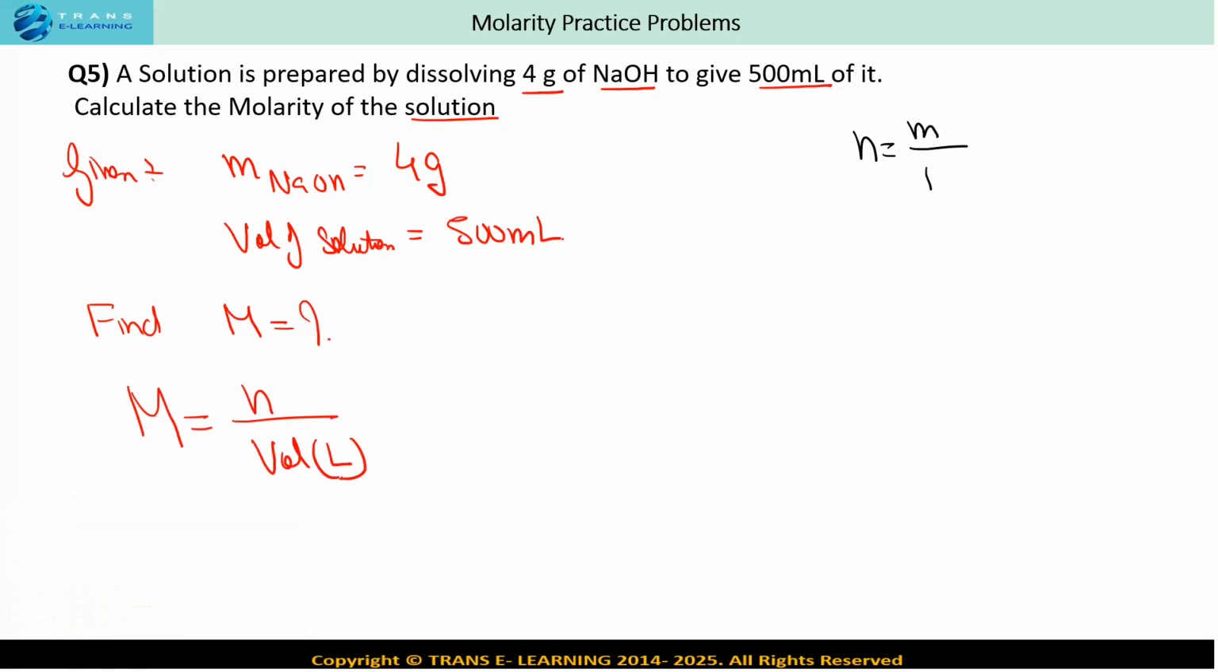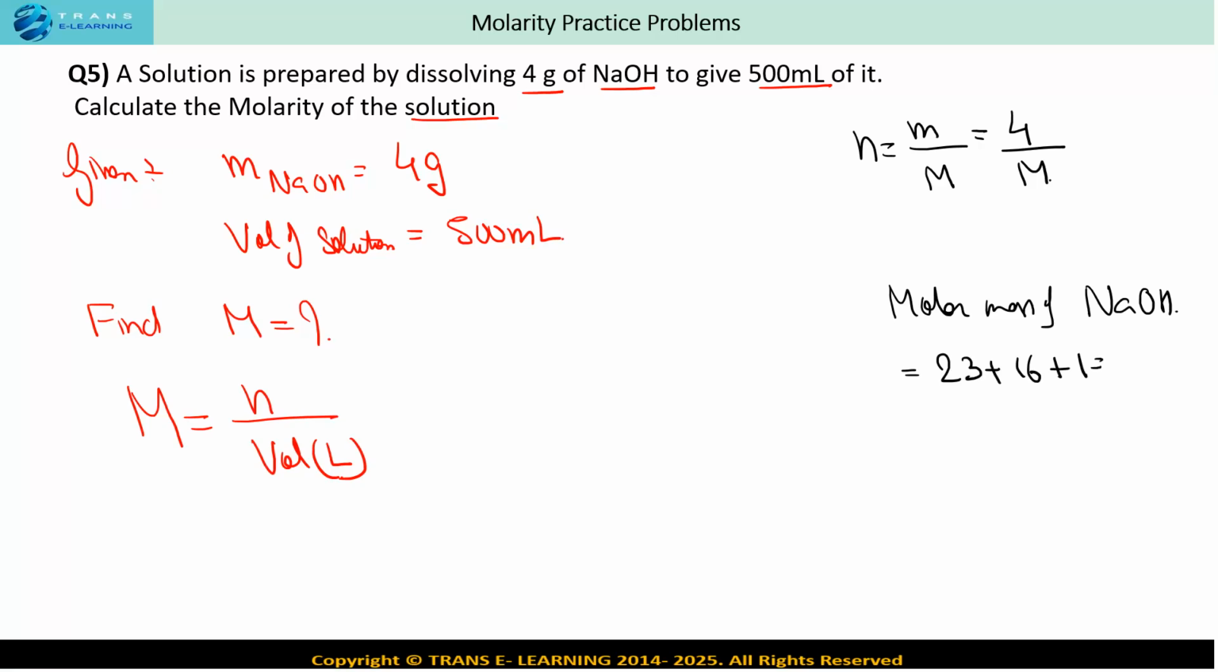That is given mass upon the molar mass. Given mass is 4 gram and the molar mass of NaOH will be equal to sodium, which is 23, plus 16 plus 1. That will come out to be 40 grams. So here the number of moles will be 4 divided by 40 grams. Now we are going to substitute the value.